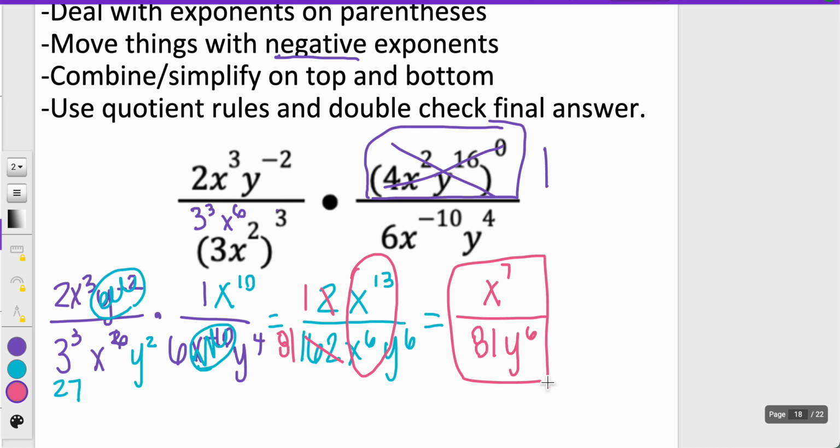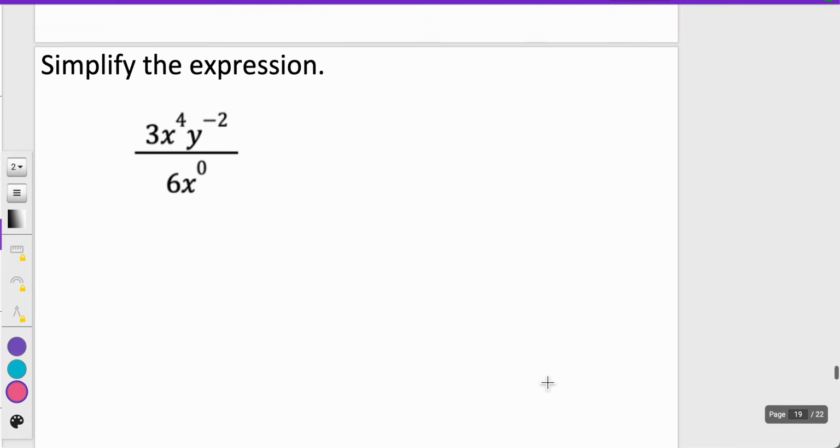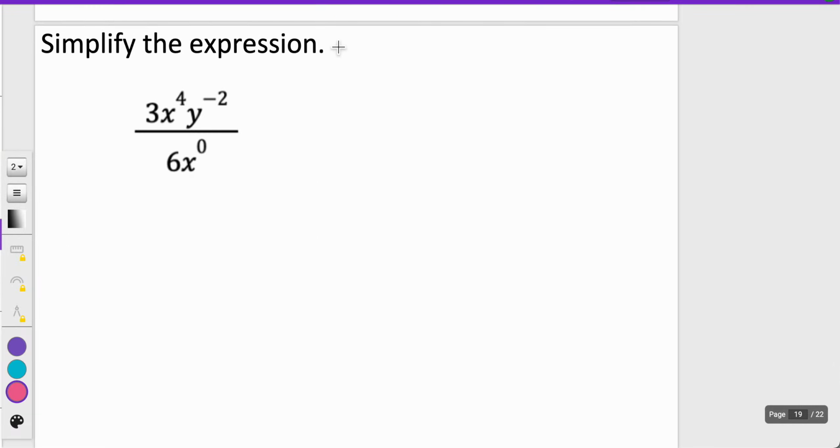Okay, so even though there's a lot going on here, it's best to take one step at a time. Parentheses would be your biggest one first, then dealing with negative exponents, and then finally simplifying. Let's go ahead and see if you can pause this video here and try this one, and when you're done, click play to check your work.